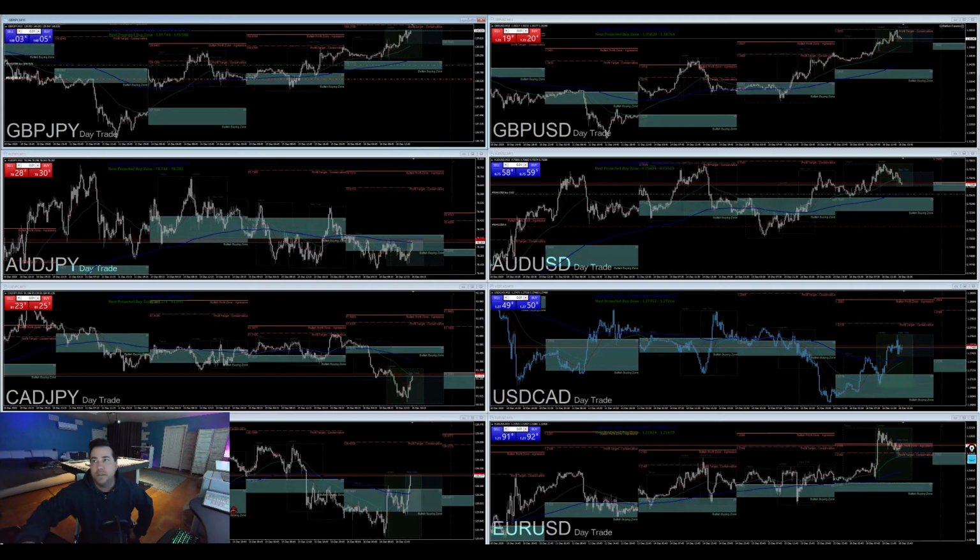Pound yen's doing nice. And keep in mind, we're still in that AUD USD trade, kind of the underperformer of the day.